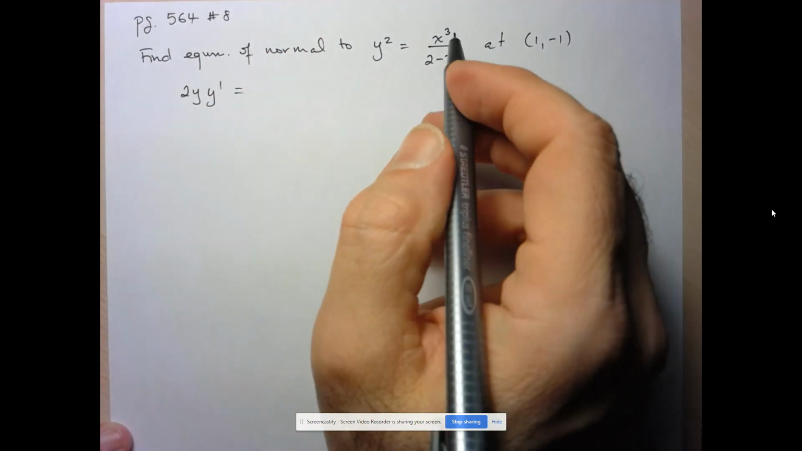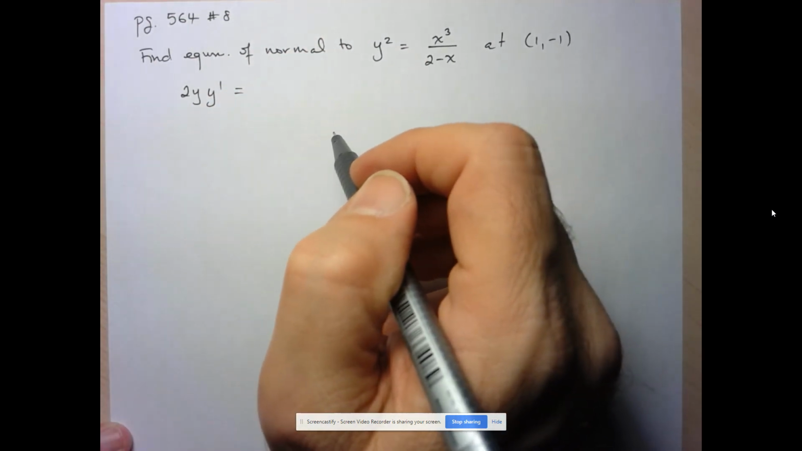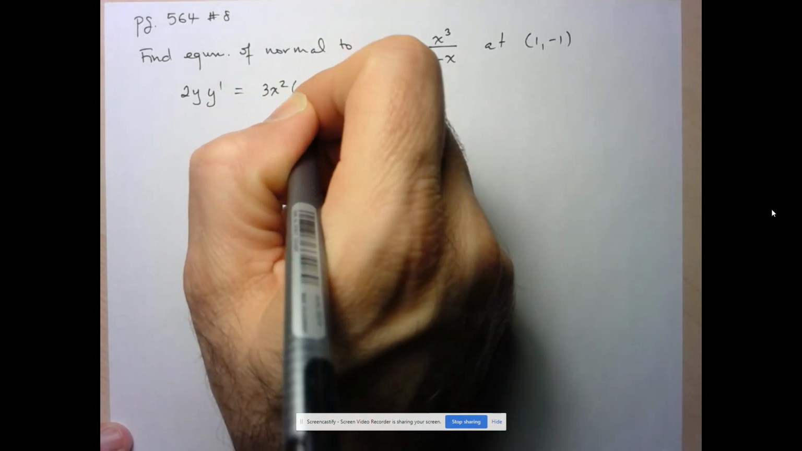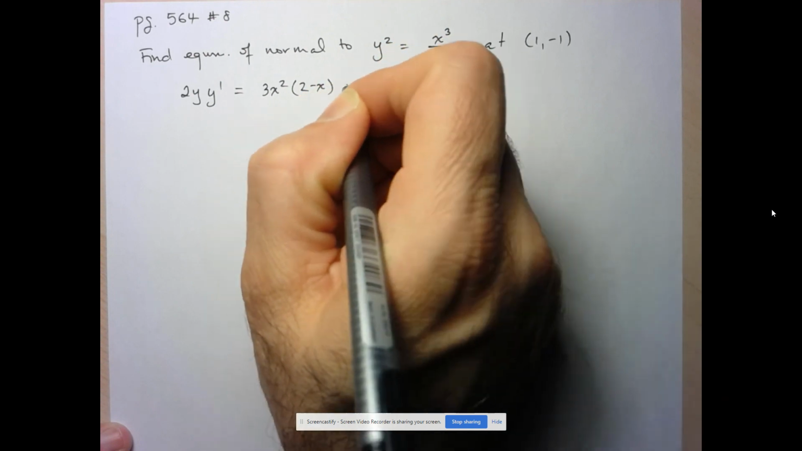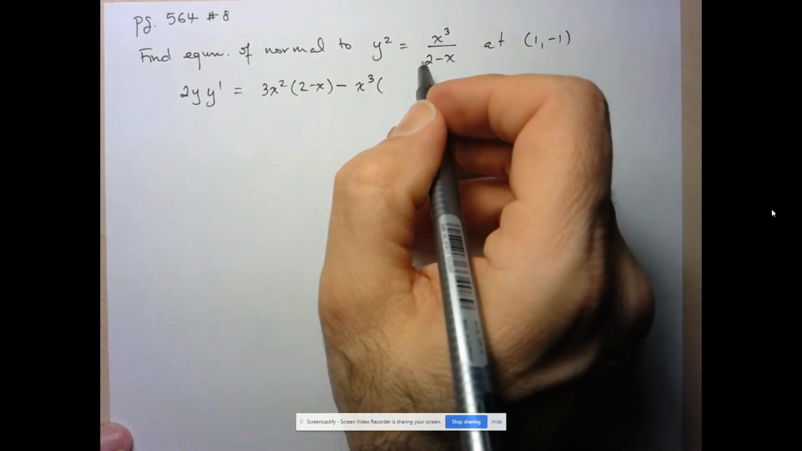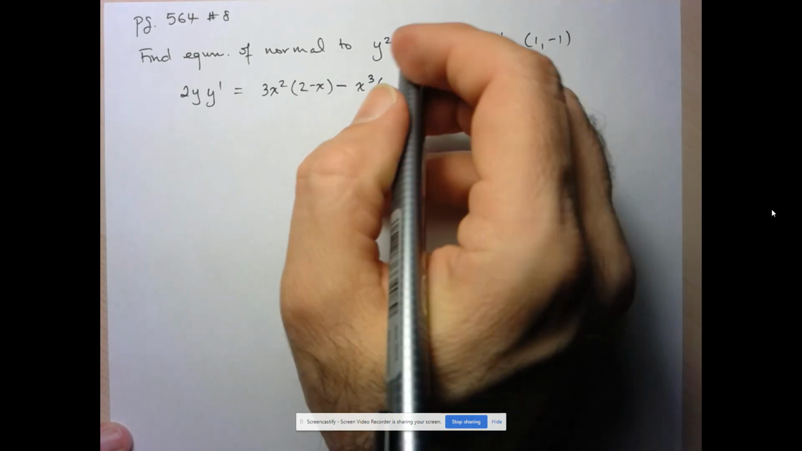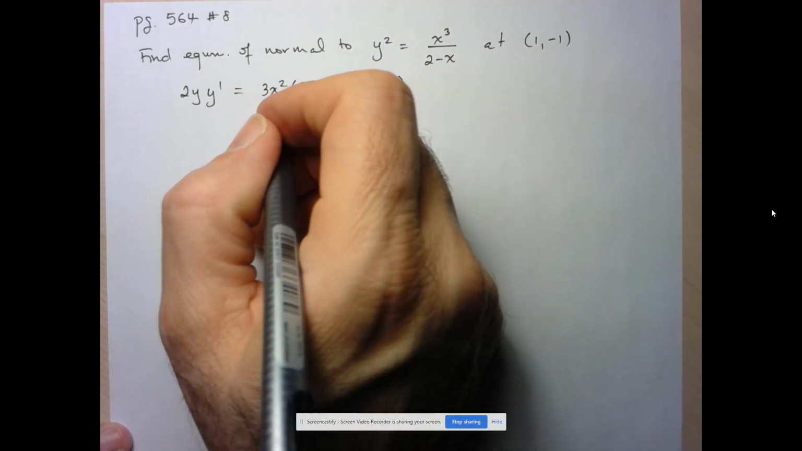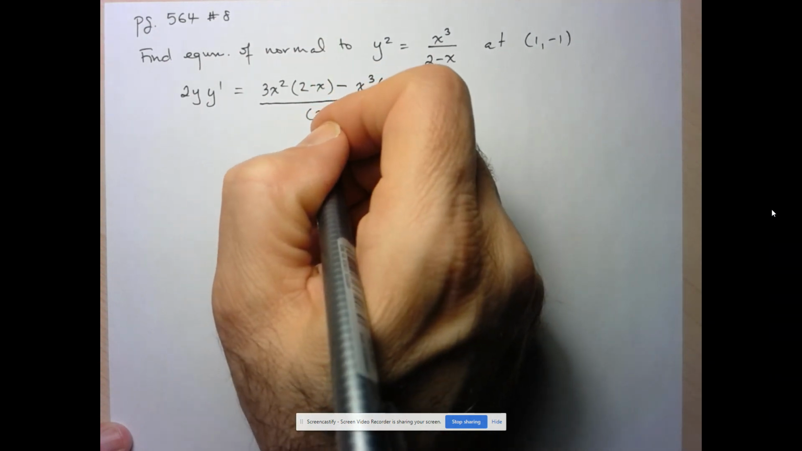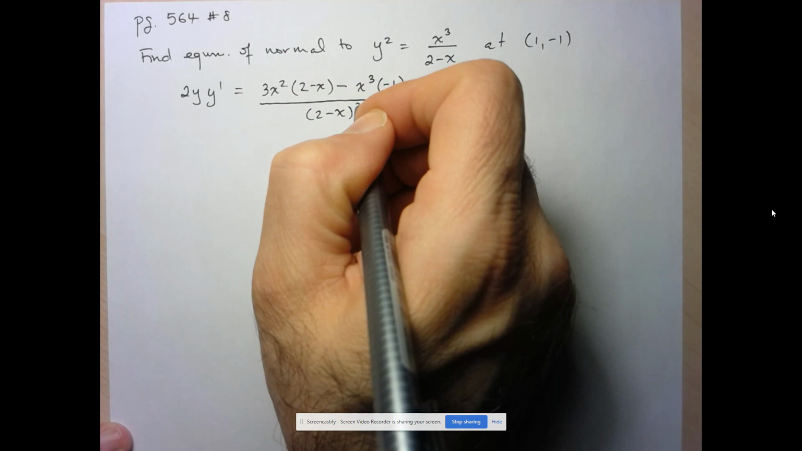On the right-hand side, I have to use the quotient rule. The derivative of the numerator is 3x squared times the denominator function, 2 minus x, minus the numerator function, x cubed, times the derivative of the denominator function. Well, that's just going to be -1. And then that's divided by (2 minus x) squared.